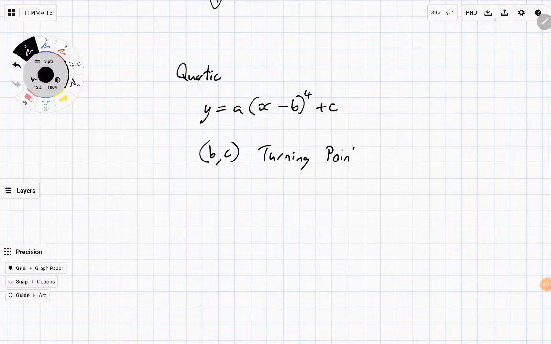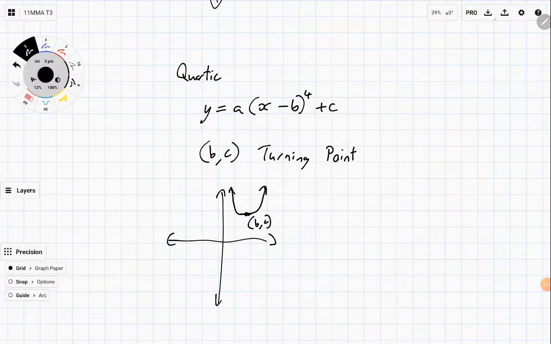Now, to draw a quartic as opposed to a quadratic, it just has a much flatter bottom and a much steeper change. That's a negative a value quartic. Let me make it positive. Where b comma c is the turning point. And once again, similarly to before, when a is positive, it's concave up, and when a is negative, it's concave down.